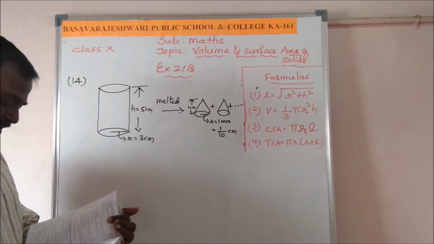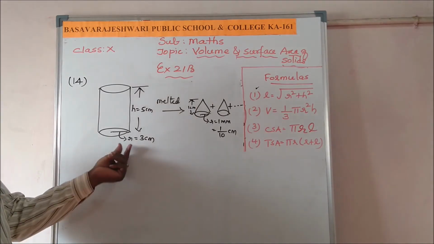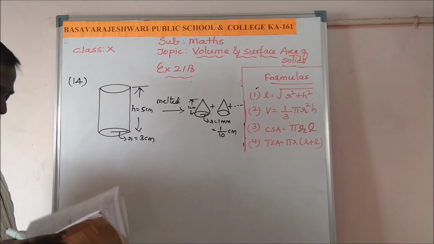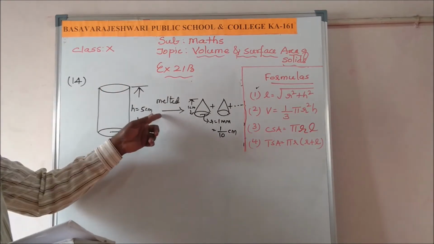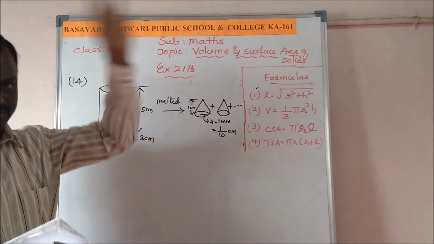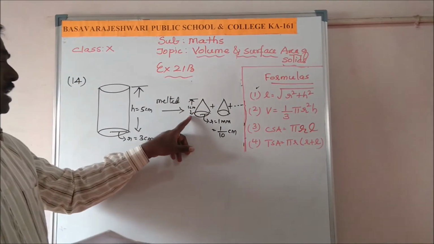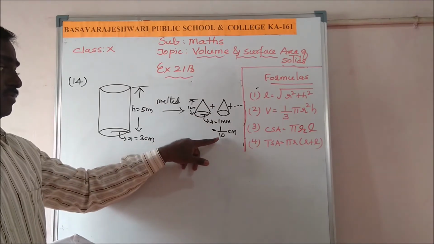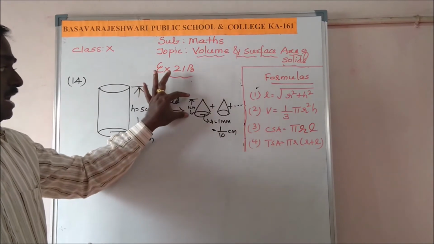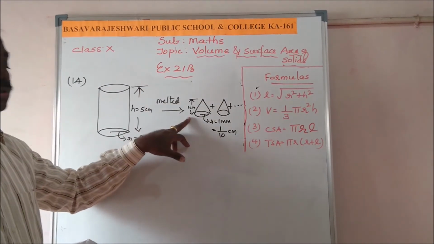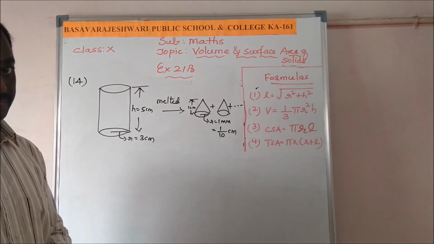In the 14th question, if you see in the textbook, a solid metallic cylinder of radius 3 centimeter and height 5 centimeter is melted to form some cones. We don't know how many cones there are. For each cone they have given radius 1 mm, that is 1 by 10 centimeter, because 10 mm is equal to 1 centimeter. Similarly, height is given as 1 centimeter. Each height is equal, but how many cones are formed, we don't know.